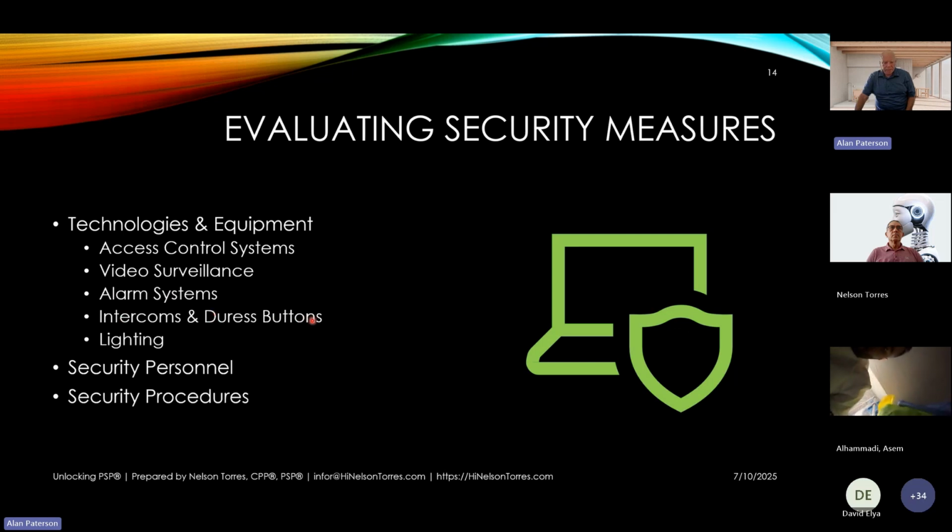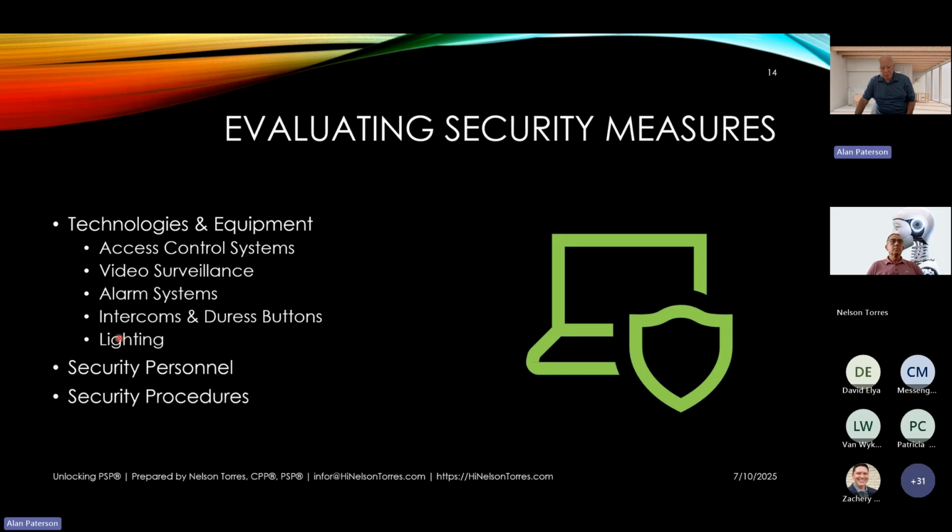Intercoms and duress buttons, their placement and accessibility, of course, and lighting, very important, both functional and deterrent. Lighting is one of the least expensive deterrents around. If something's lit up, it makes it a lot less of an inviting target. And make sure that the lighting corresponds to CPTED. Remember, crime prevention through environmental design we spoke about, where you deter crime by having a good layout with lights and open space.